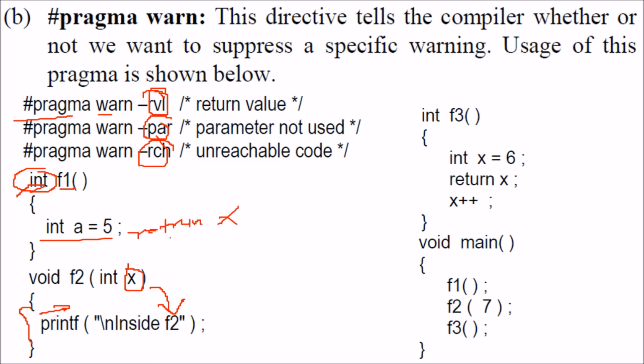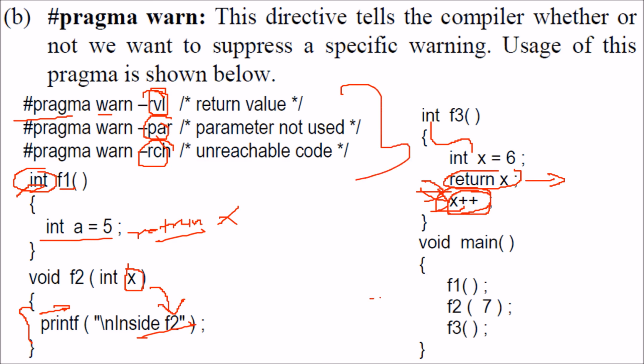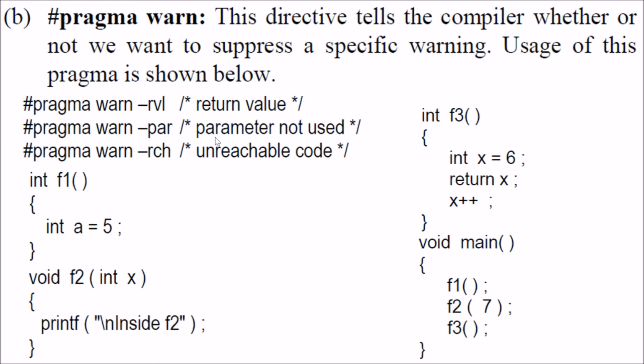So this return warning, parameter not used, this line and this code, see x++, this is after return. So this line will never be reached, because whenever you go inside this program, return will come here. Return will be executed, so you never reach this x++. So here is a scenario where this is unreachable code. So all these three are here in this program when you call main. So the compiler is going to give you the compiler warning, and you want to suppress it. So when you want to suppress it, you use these three lines. So this is the pragma warn.